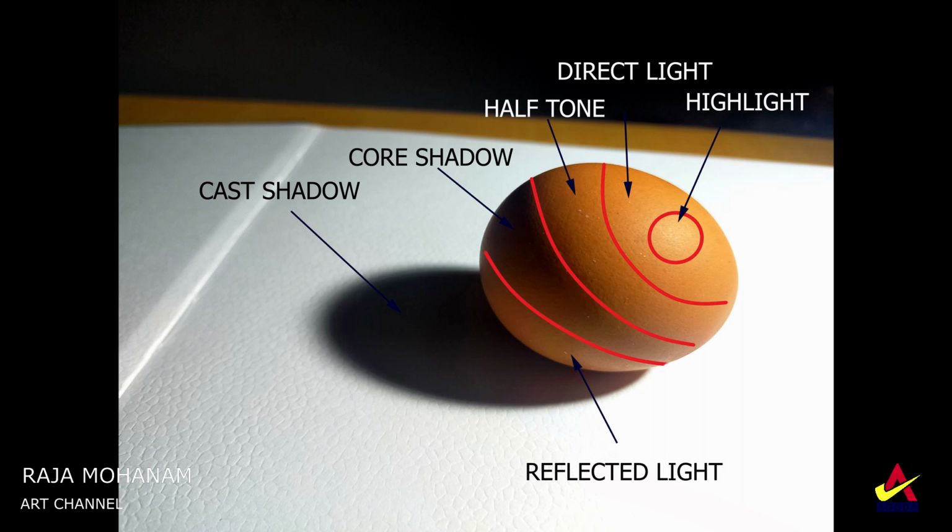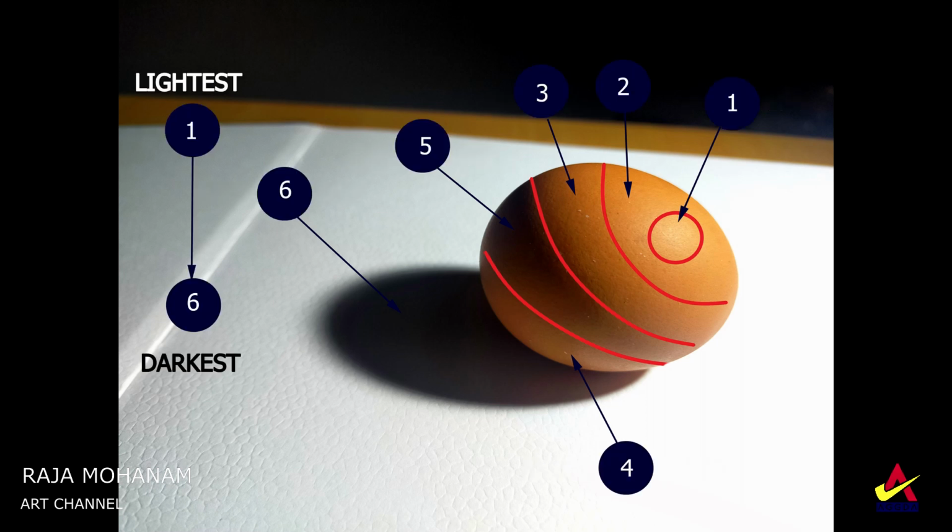The core shadow is the darkest area on the object, created because the plane is moving away from the light, because it's changing its shape. The reflected light is the light which is being reflected from the surface. Means the white surface reflects more light, and if it is a dark surface, it reflects very little light. If it is completely dark, you cannot see the reflected light at all.